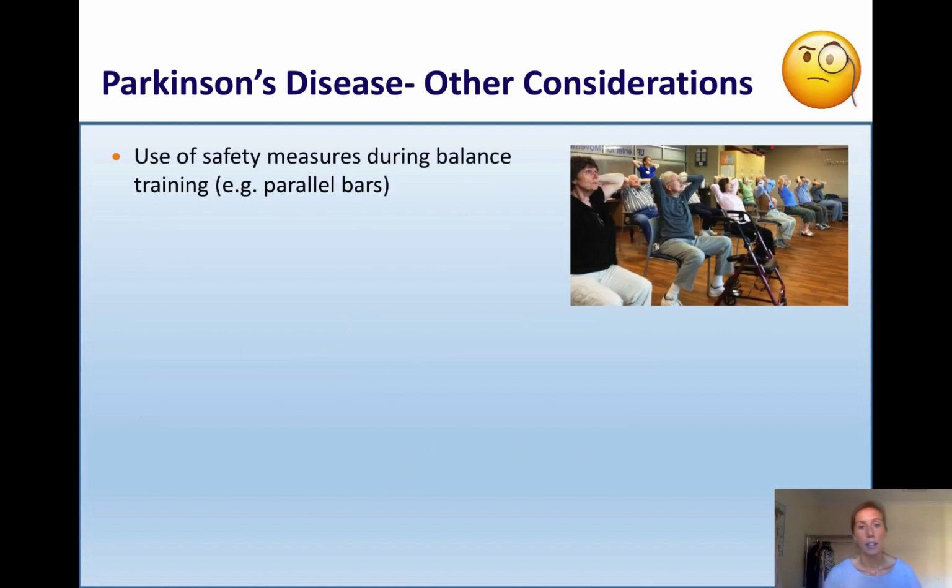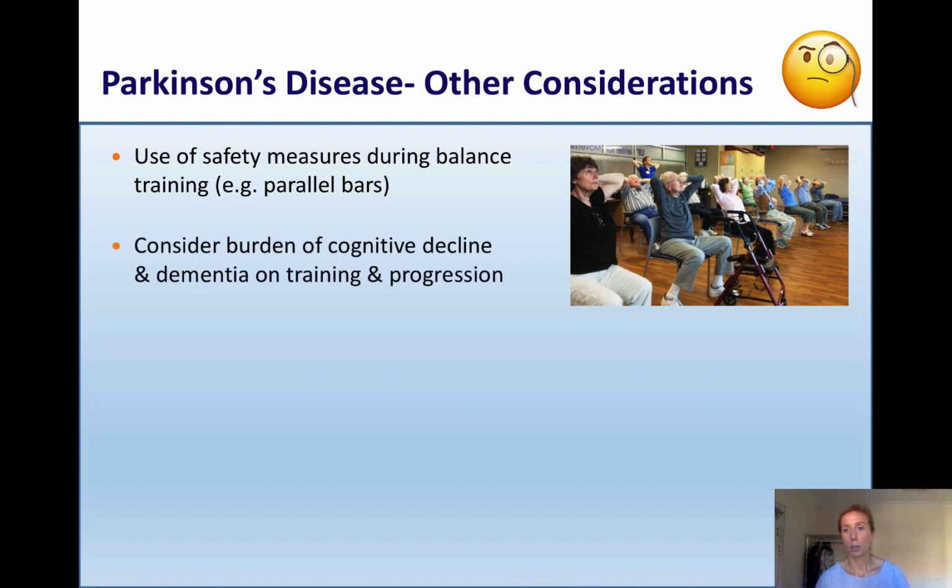A few other considerations. Going back to balance once more, we talked about safeguarding, but specifically you might need to have parallel bars available for gait training. Consider the burden of any cognitive decline and possible dementia. That's really important for how you tackle your exercise, and more so in the delivery, the cueing and the interpersonal side of things. Once more, it's good to have a family member on board that can really assist with that part as well.